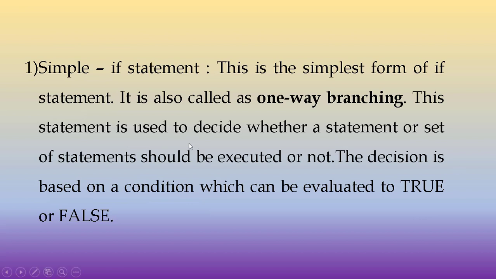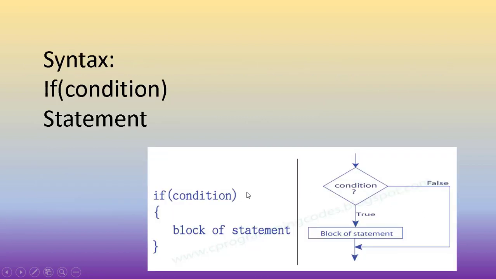Simple if statement is also known as one-way branching. This statement is used to decide whether a statement or a set of statements should be executed or not. The decision is based on a condition which will be evaluated to true or false. You can see here the syntax: if condition, block of statement. If the condition is true, the statement will be executed. Otherwise, if it is false, it will skip the statement and execute the statement after the block of statement.